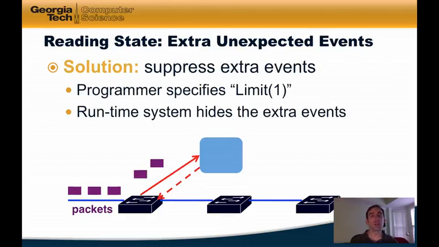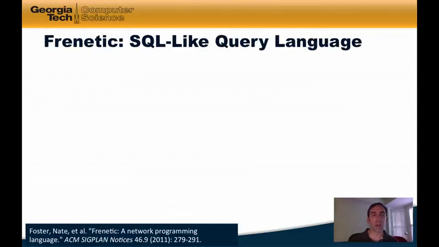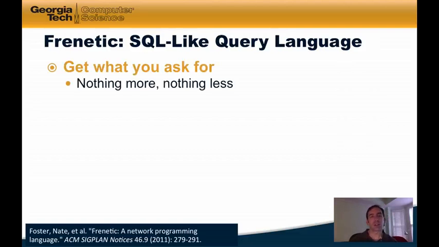The solution to this problem is to suppress extra events, allowing the programmer to specify a limit whereby the runtime system prevents the controller from seeing these extra packet arrival events. These primitives have been put together in a programming language for SDNs called Frenetic, which is a SQL-like query language that allows the network programmer to read network state. Frenetic allows the programmer to get what they ask for and see nothing more and nothing less.